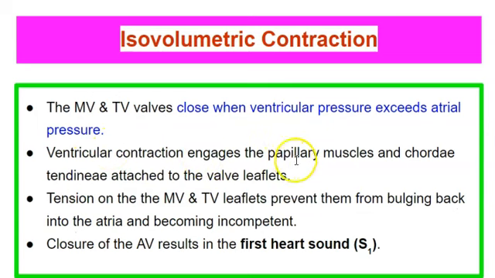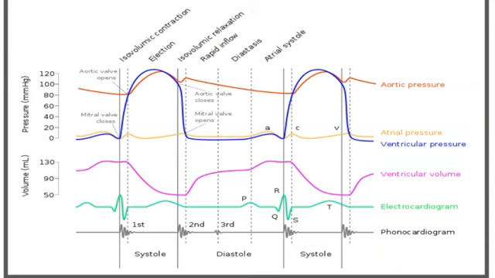Ventricular contraction engages the papillary muscles and chordae tendineae attached to the valve leaflets. Tension on the atrioventricular valve leaflets prevents them from bulging back into the atrium, becoming incompetent. And closure of the atrioventricular valves results in the first heart sound, S1. They probably have that up here. It's right here. First heart sound would be right here. Excuse me, first sound would be right in here somewhere, I guess is what they're saying here.